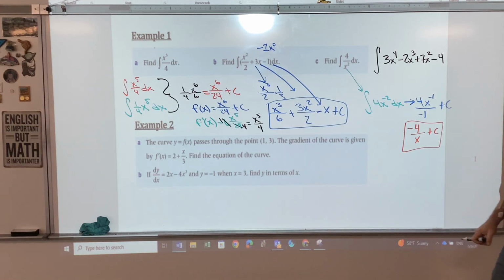Why are we doing crazy style now? That's not crazy. This is not even crazy because it's easy. It's actually easy. What's the antiderivative of that? Go ahead and try to find it.